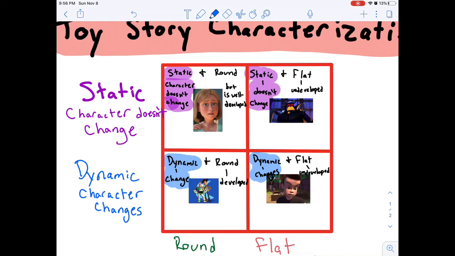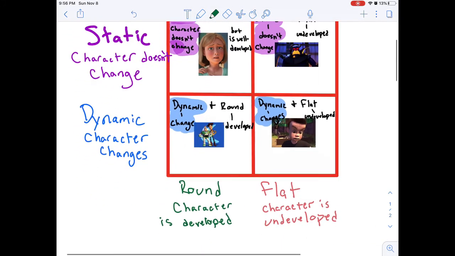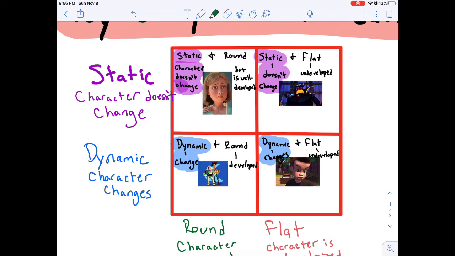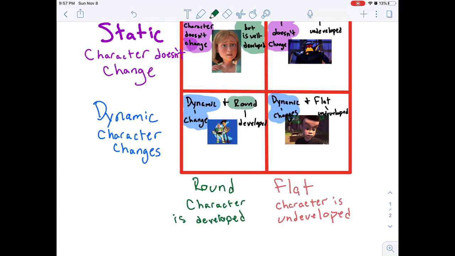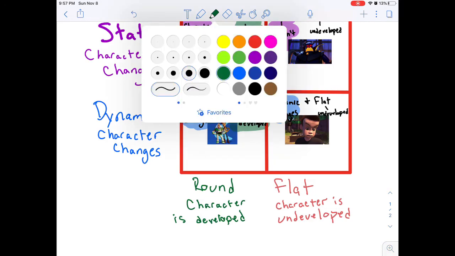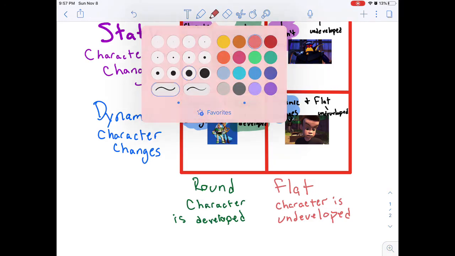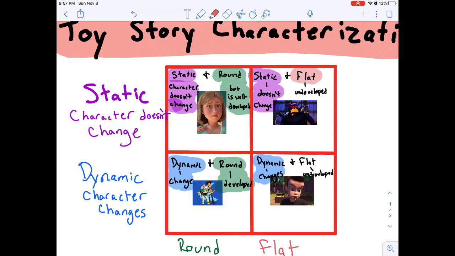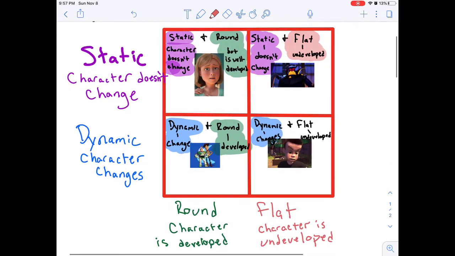Then let's use green to highlight for round, meaning a character is developed. We see multiple sides of that character. Round. Andy's mom is a round character. She's well developed. We know her motivations. So Buzz and Woody are round. They're well developed. We see multiple sides to those characters. Now, flat is our last one. We're going to highlight Zurg is flat and undeveloped, and Sid is flat and undeveloped, meaning we only see one side, one facet of their relationship with the rest of the story.